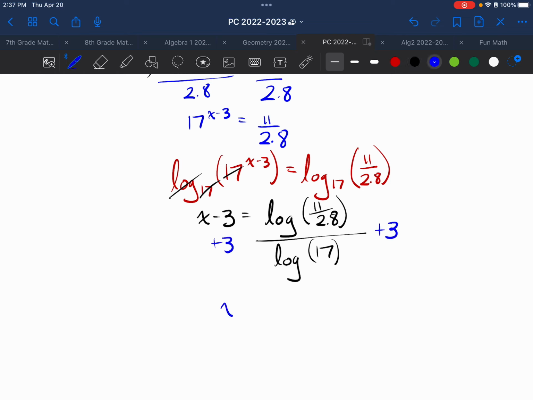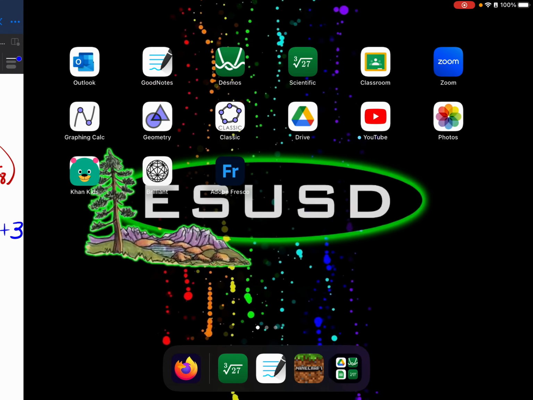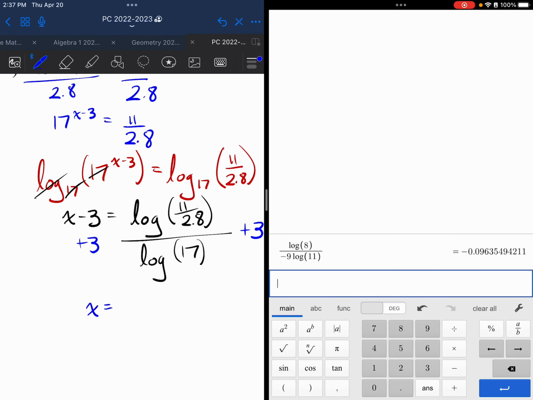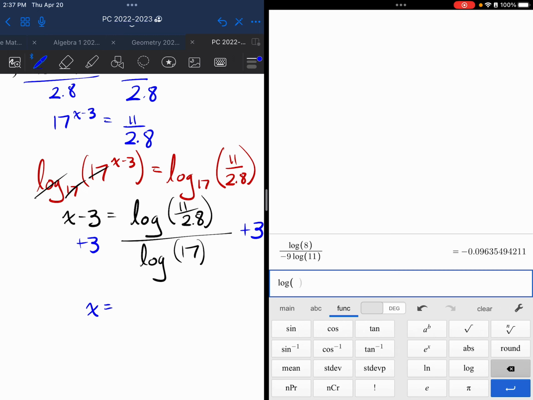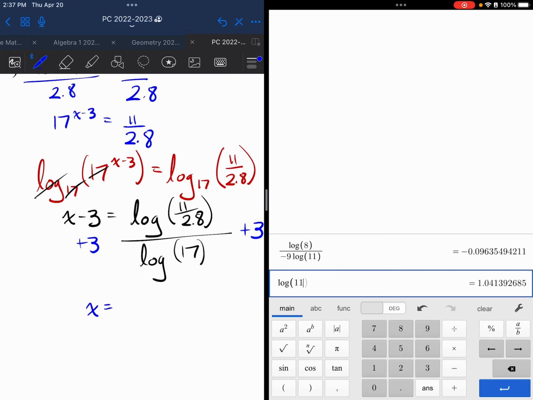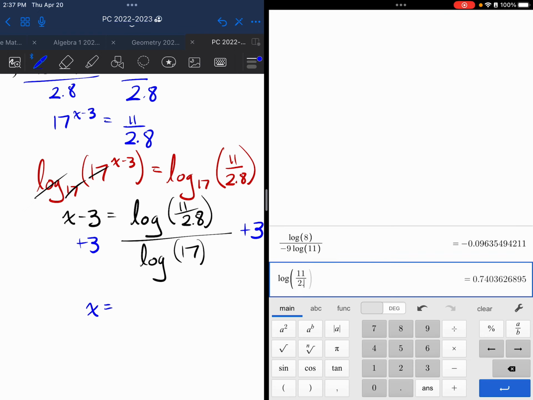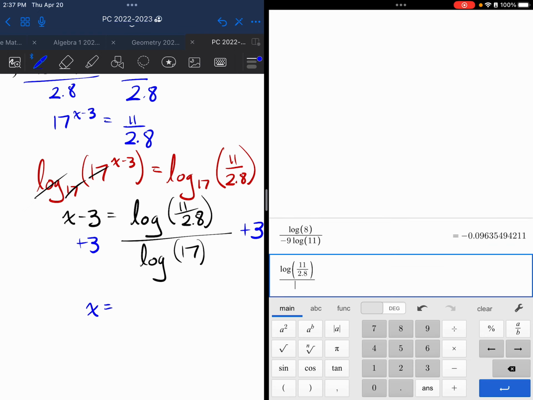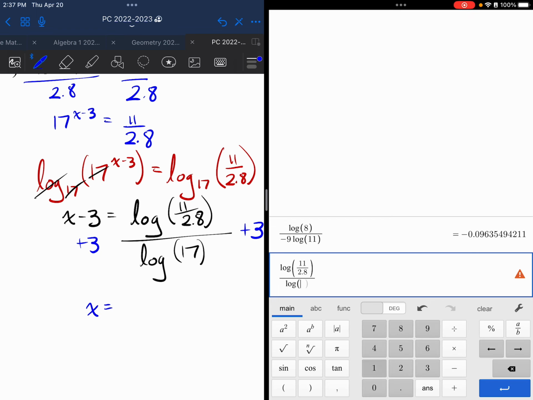And from there, x is going to be equal to all that stuff right there, which I'm going to type in the calculator right now. So calculator, come on, open. And we've got, type in logarithm of 11 divided by 2.8, and then that's all going to be divided by logarithm of 17, and then I need to add 3 at the very end.